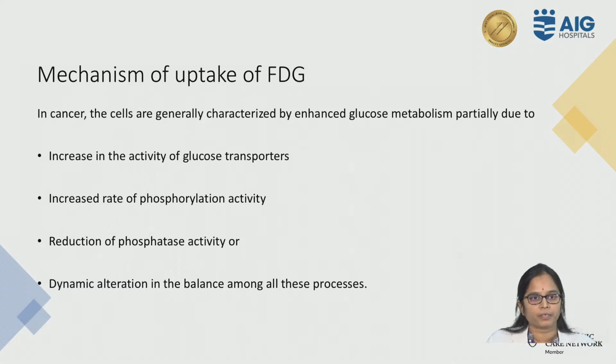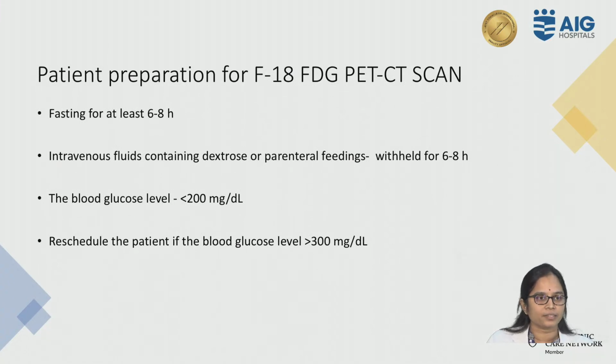So as I said, patient preparation is a must. First is fasting. At least 6 to 8 hours of fasting is required so that the fasting glucose levels are very low. And we have to avoid intravenous fluids like dextrose, Ringer lactate, and also TPN for at least 8 hours because they act as a competitive inhibitor. And at the time of injection, the routine checking of fasting glucose is required. It should be less than 200 milligram per deciliter. And if it is more than 300, better to reschedule. If it is between 200 to 300, we utilize intravenous short-acting Actrapid. We inject it 1 hour before the time of injection, and after 1 hour we check the sugars. If the sugars are less than 200, then we inject our fluorodeoxyglucose.